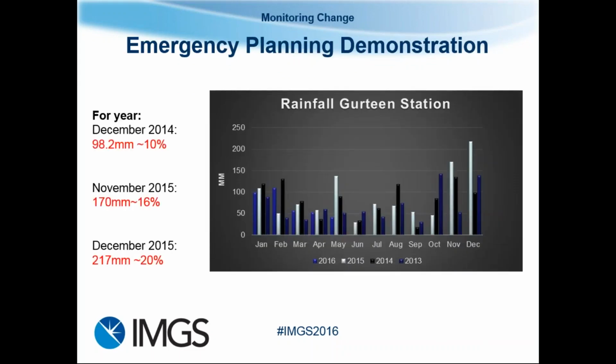So I'll just do a quick demonstration, but here's some context for that demonstration. I've taken some land of the Midlands, the nearest rainfall station of which is in Gertine. In December of 2014, 98.2 millimetres, which is roughly 10% of the rain for that year, fell in December. In November of 2015, 16% of the rain fell for that year. And in December of 2015, almost 20% of the rain fell for that year.